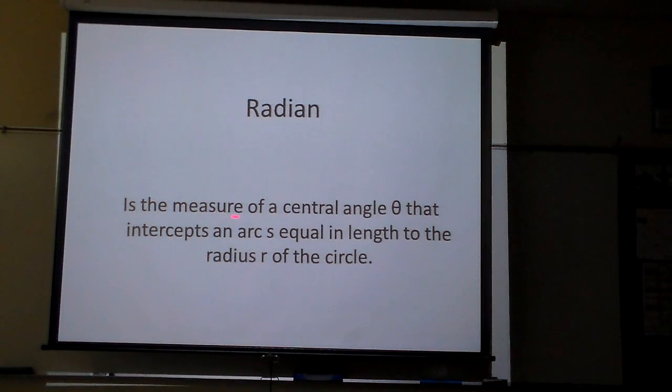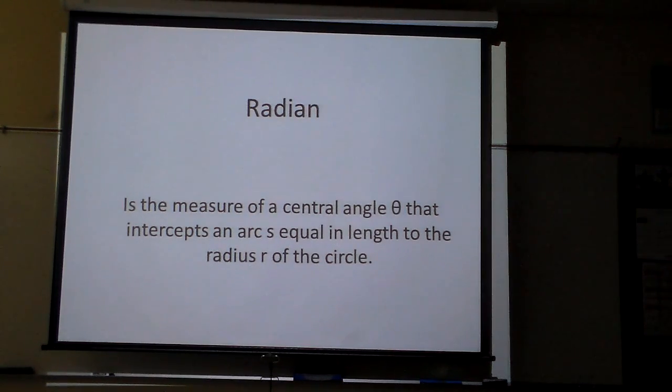So the radian is the measure of a central angle, theta, that's a Greek letter theta, that intercepts an arc s, meaning the arc, the edge of the circle, equal in length to the radius of the circle. All that says is this: a radian is defined as this. If you take the radius of the circle and were to move it along the edge of the circle, the length of the radius, that's a radian.